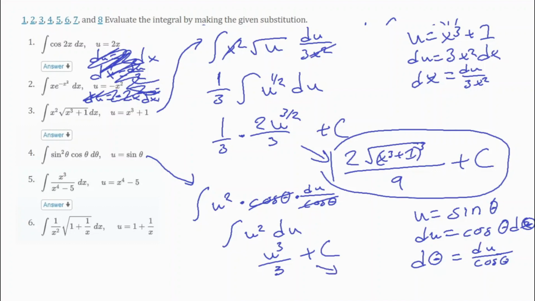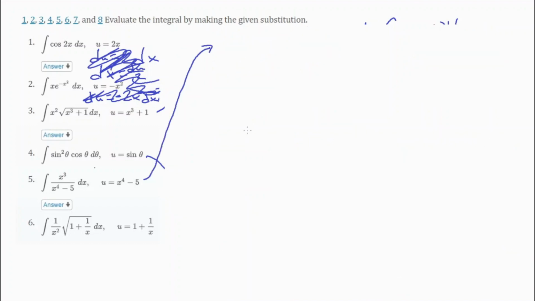And all we need to do now is just plug in for u. So u is sine theta. So our final answer is going to be sine cubed theta over 3 plus c. And that's our final answer. All right, so let's move on to number 5.